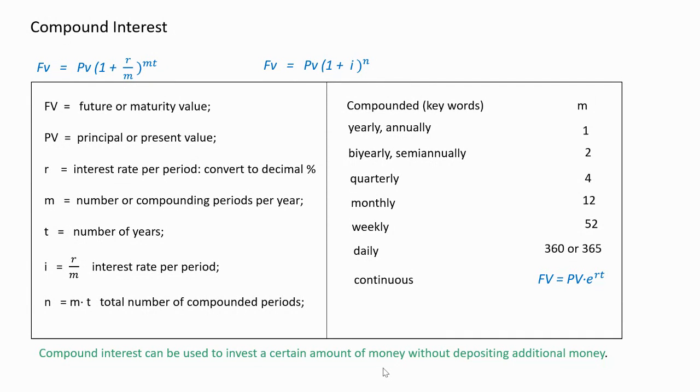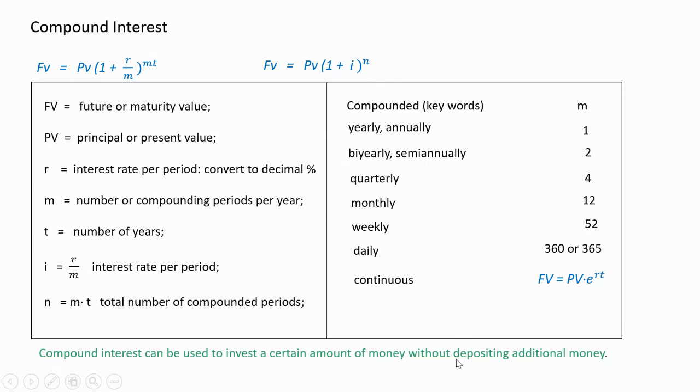You can just keep it, right? Or cash it and have it at your house, or put it into the bank and invest it, make interest out of it. That's what it means here. So compound interest can be used to invest a certain amount of money without depositing additional money, which means you're not going to put more money in there.